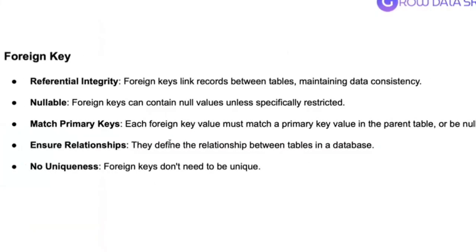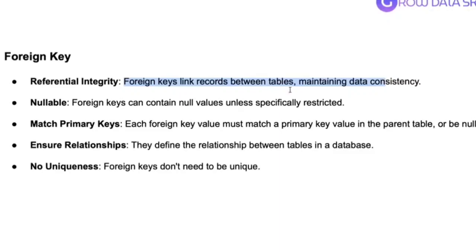So here now are the things which I simply explained to you. Referential integrity: foreign keys link records between tables, maintaining data consistency. In the example I was showing you, if this kind of tightly coupled integrity is maintained, there will be no data discrepancy. Data discrepancy means, again, 104, which was not present in the department table, but we have used that value in the employee table, which will definitely create some data discrepancy.